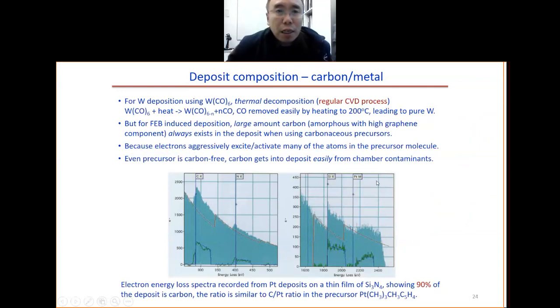So here is the deposition material composition. As we know, there is a lot of contamination, a lot of carbon. Why do we have lots of carbon? For the normal chemical vapor deposition process, the regular CVD process, this is a pure thermal process. So we have W(CO)6, for example, plus heat, 200 degrees, and the CO will be gone.